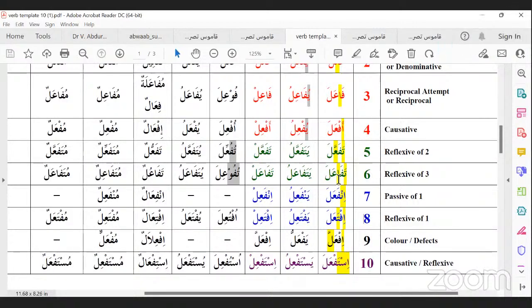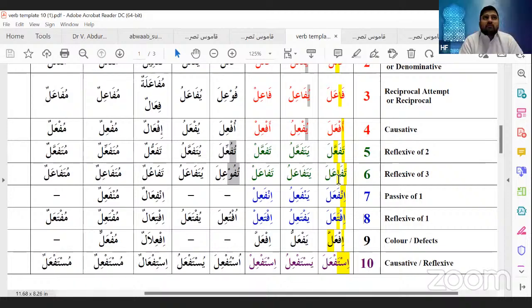So, I'm going to give you a verb. Which one should I give you? An easy one. I don't want to give you an easy one, but which one is easy for you to understand. Now, the word dharaba means to beat or hit.